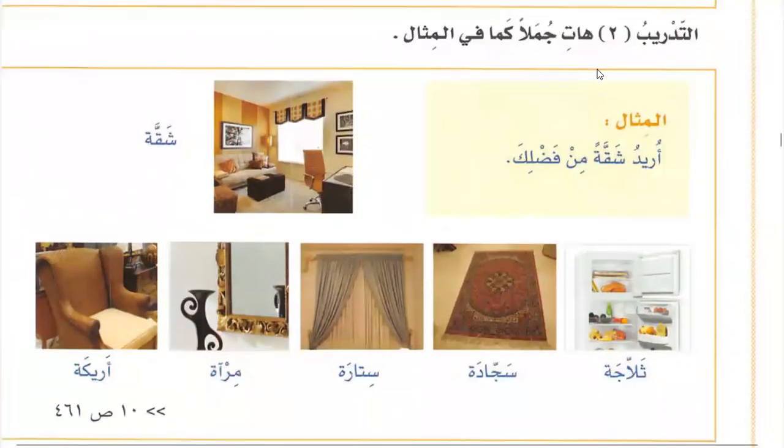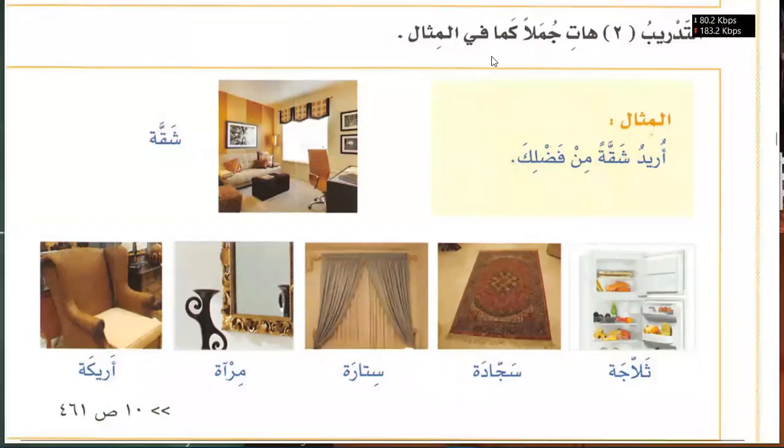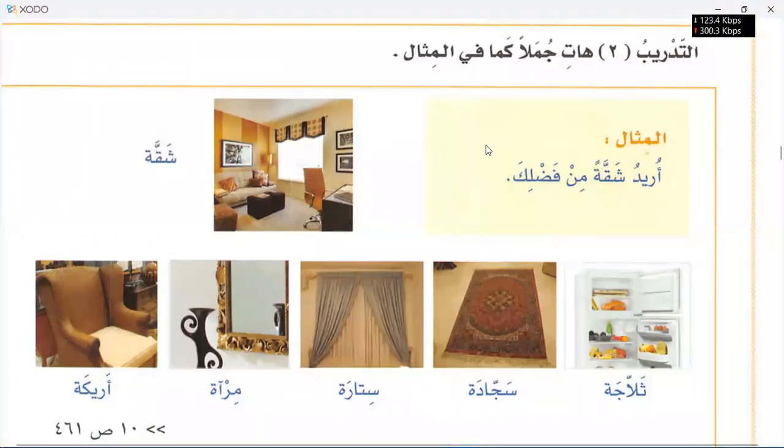Now, make a sentence like in the example. Uridu shakkatan min fadlik. I want an apartment, please.